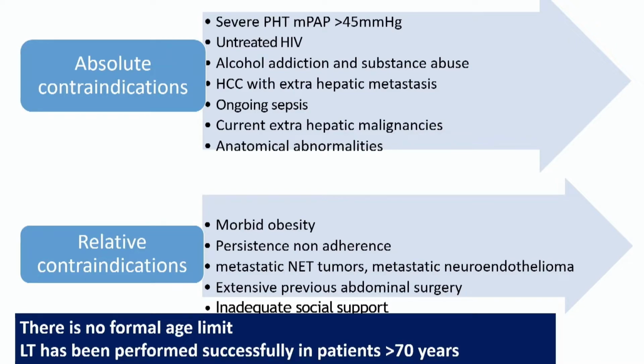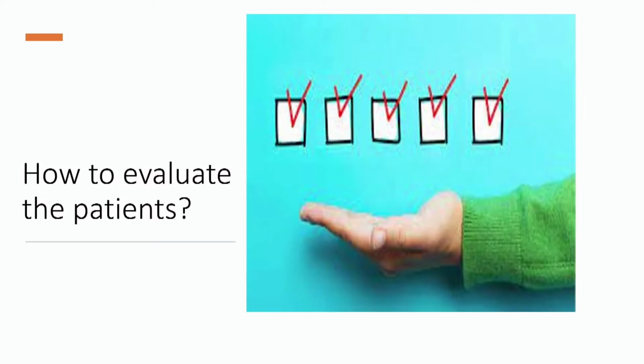The relative contraindications are morbid obesity, non-adherence to the treatment, neuroendocrine tumors, and especially inadequate social support. There is no formal age limit as a contraindication, and it has been performed successfully in patients older than 70 years. But these patients have high comorbidity, so they need an extensive evaluation with the multidisciplinary team.